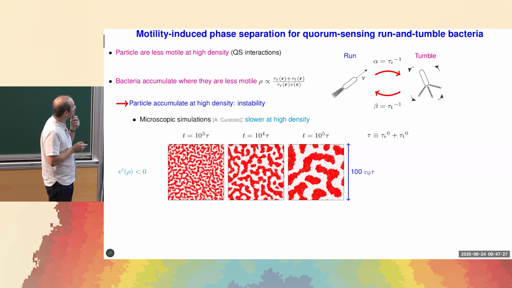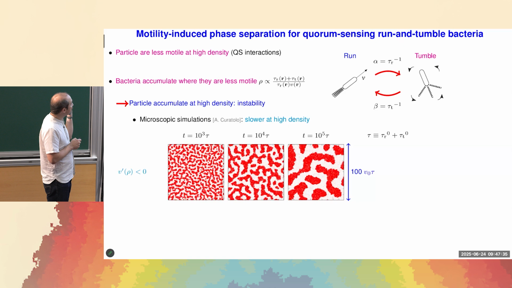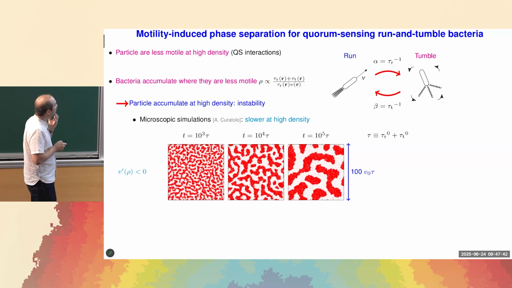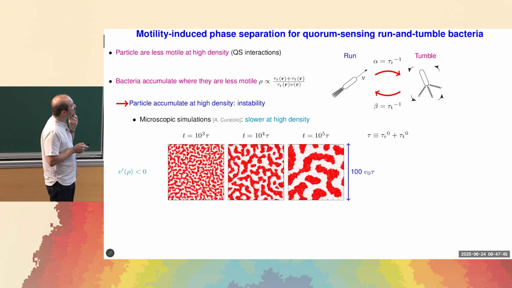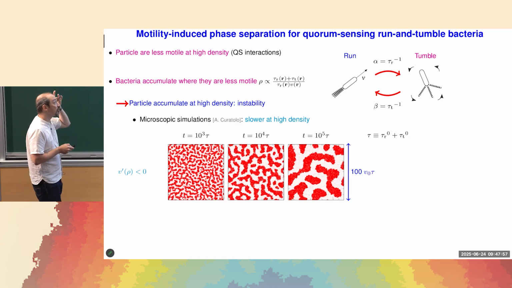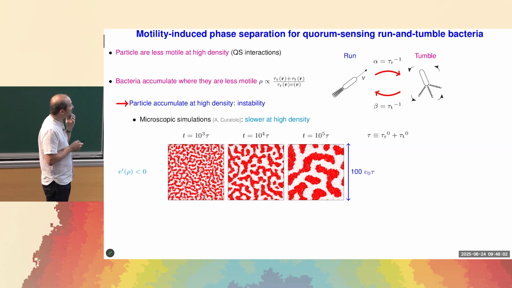I do microscopic simulation of my run and tumble system. Anise Curatolo did that. And that's the case in which the speed goes down. So that's what I described before. And I'm showing you 3 different time snapshots. When I have done 1,000 times this cycle between running, tumbling, and running again, 10 to the 4 or 10 to the 5, typical scale would be 100 times the persistence length, the speed times this persistence time. For bacteria, this is 10 micrometers, so this would be a millimeter. And what you see as time goes on is coarsening.